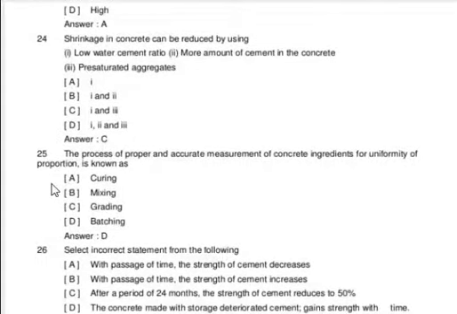25. The process of proper and accurate measurement of the concrete ingredients for uniformity of proportion is known as: curing, mixing, grading, batching. Here the answer is D. Obviously it's batching.